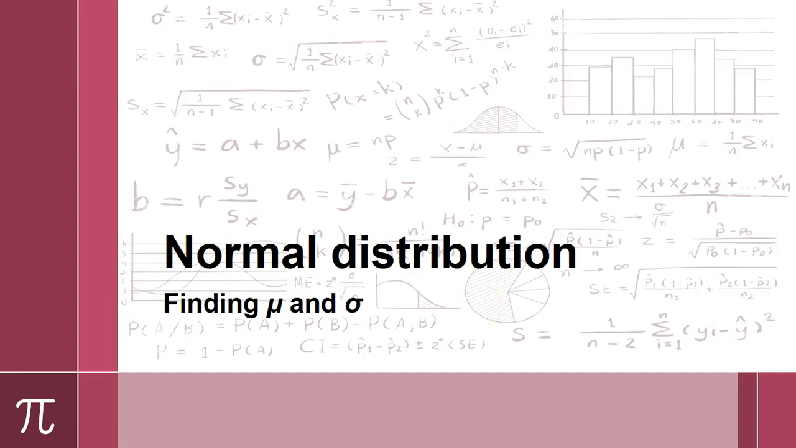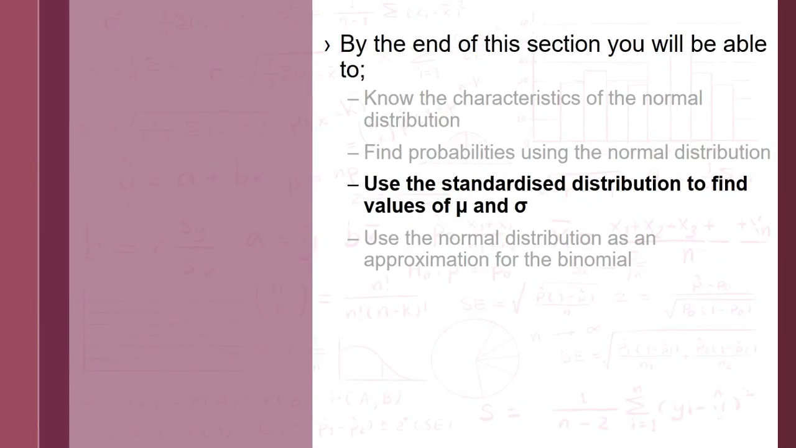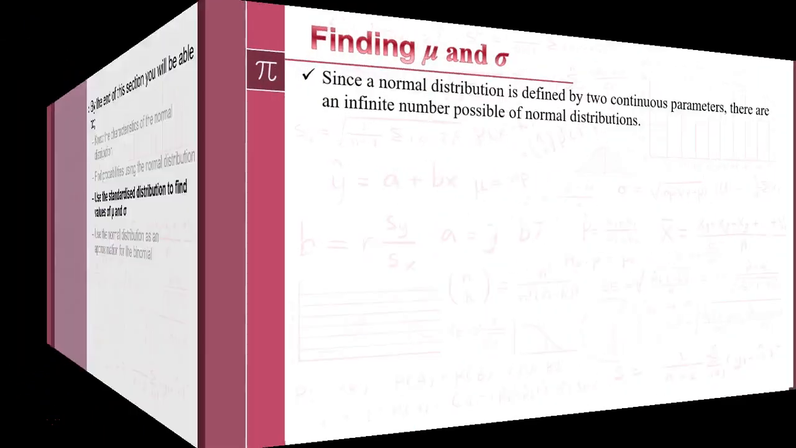We're looking at the normal distribution, and in previous videos we've been through the basics of where the normal comes from and how to use it to find probabilities. A couple more things to get through, and this one is about how we go about finding values for mu and sigma, the mean and the standard deviation. What we're going to do is use something called the standardised distribution to be able to find those things. So we're looking at situations where you've got a data set, you've got some information about them, and you want to be able to work out mean and standard deviation.